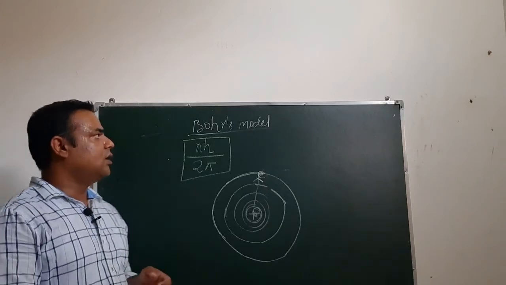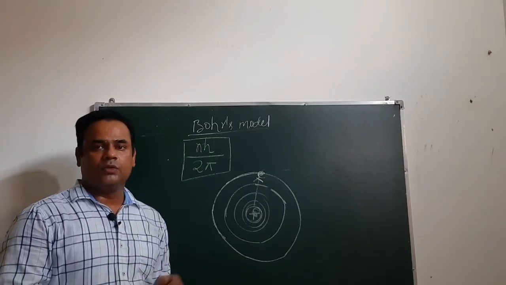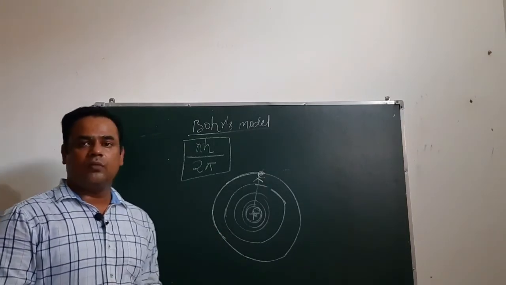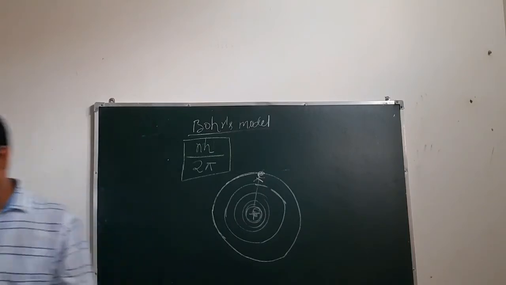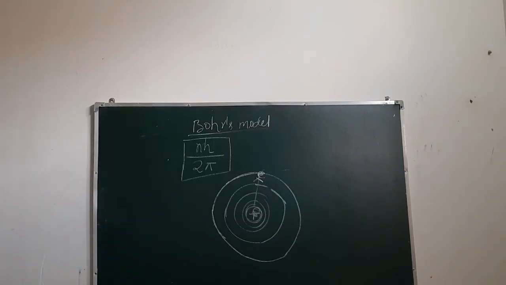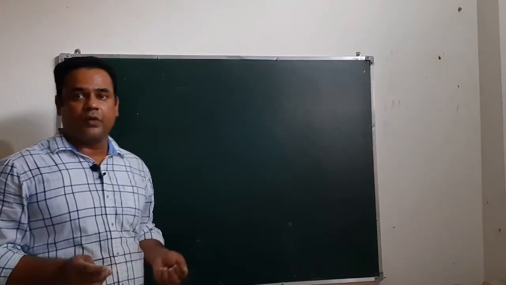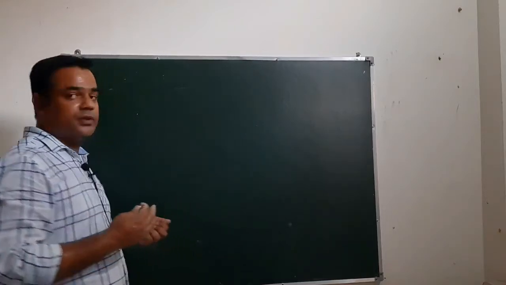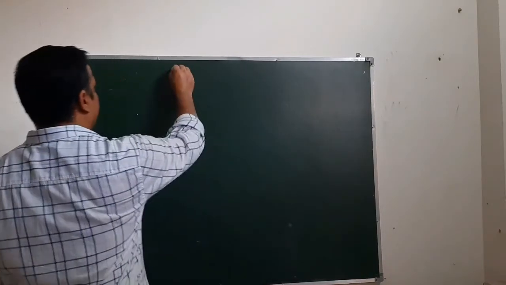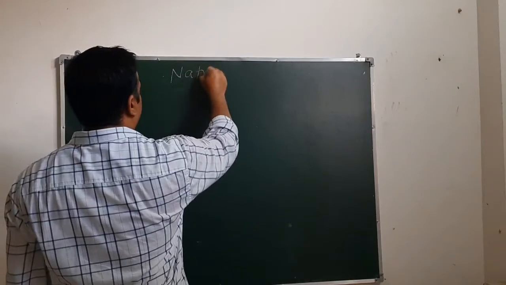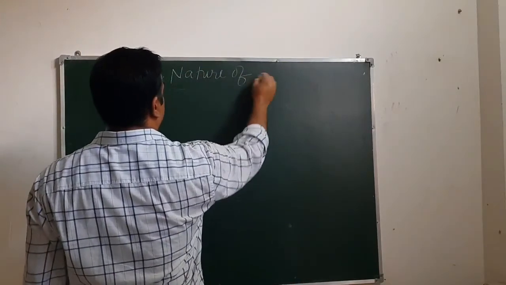So this was Bohr's model. Hope you have understood the model of the atom. Next we are going to discuss the nature of electromagnetic radiation.